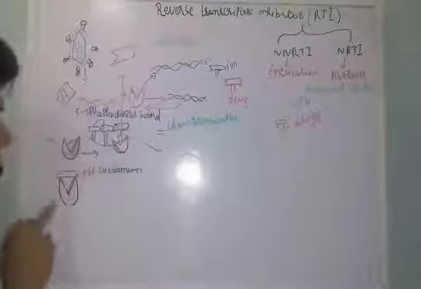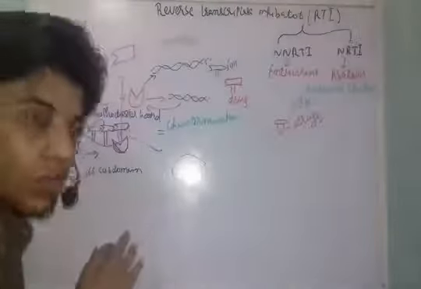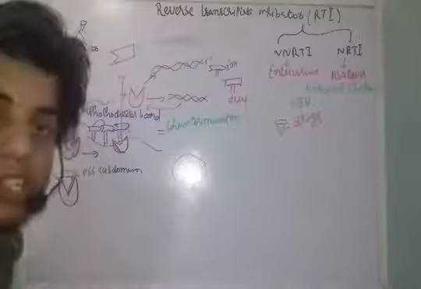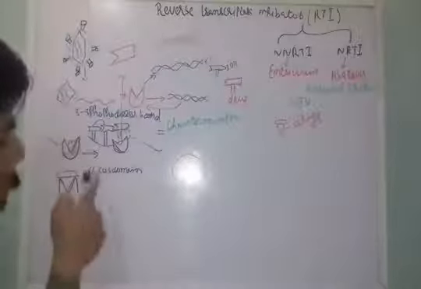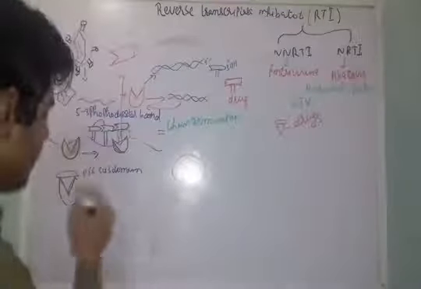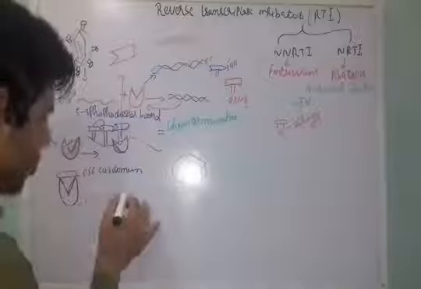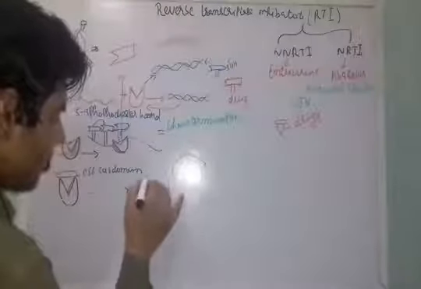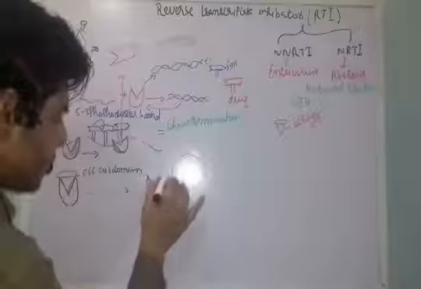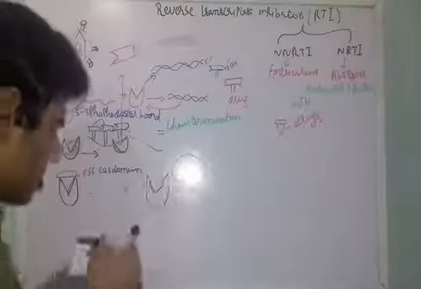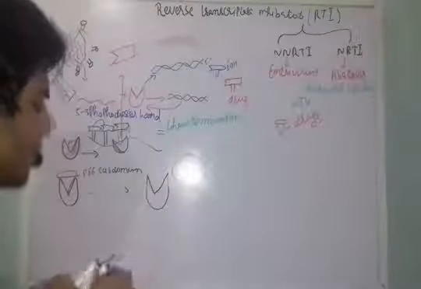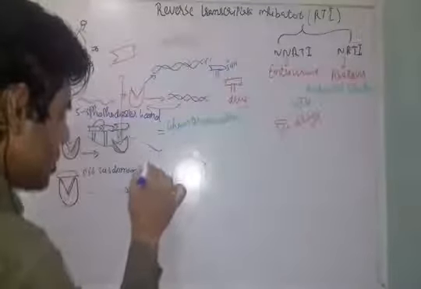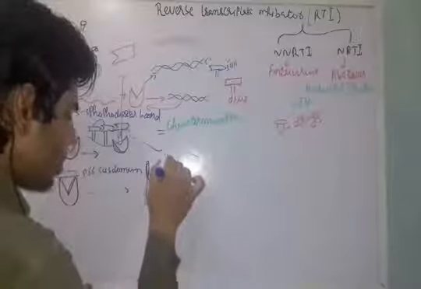Now the resistance which is activated against these drugs: what happens in this case is the enzyme will be changed. This P66 subunit of the enzyme, if I draw it here in a mutated form, so this enzyme will be mutated. In this P66 area, some finger-like structure arises. These ones are the finger-like structure.